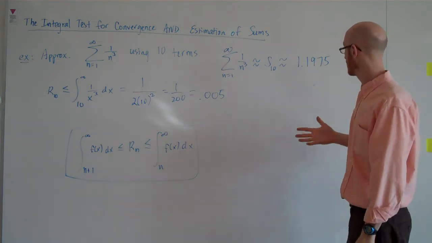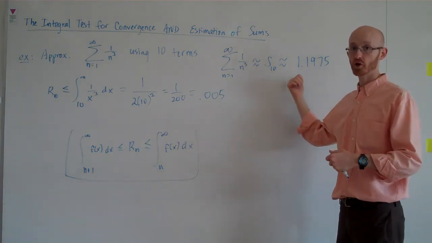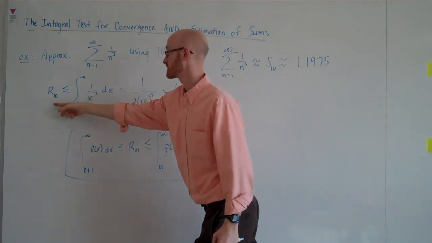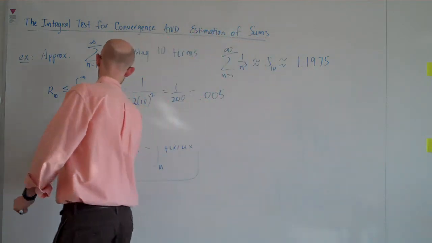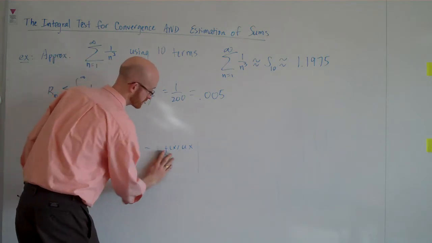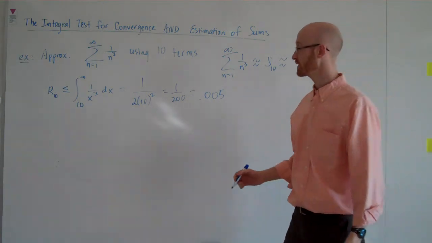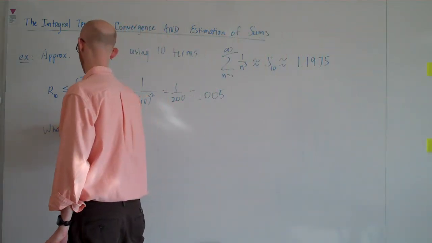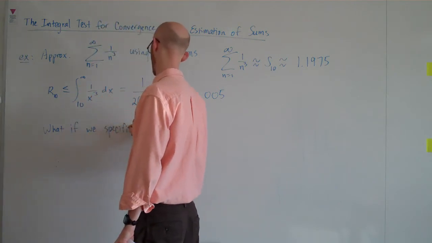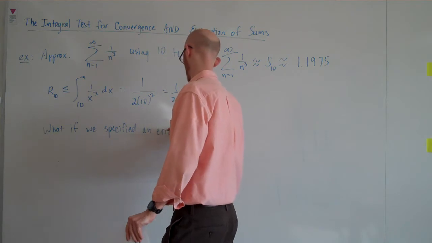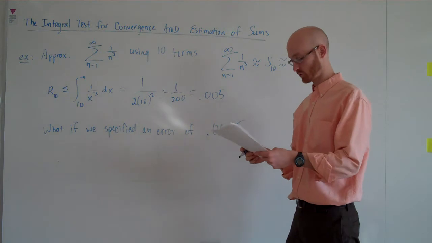So if you needed a certain level of precision, you'd look and say, well, I'm only maximum 0.005 off, right? Because the remainder is going to be less than that integral. So we're using this factor here. Okay, so we can also do this. What we can do is reverse engineer this process to say, what if we specified an error of 0.0005? So we wanted to be even more precise.